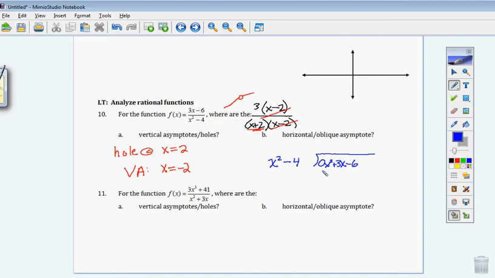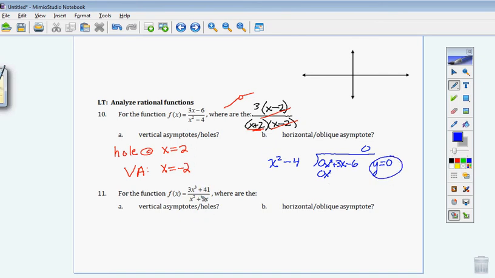So now we think, okay, I need something up here to multiply by x squared to get 0x squared. And the only number is 0. So that means that the horizontal asymptote there is going to be y equals 0. So that happens in that situation.